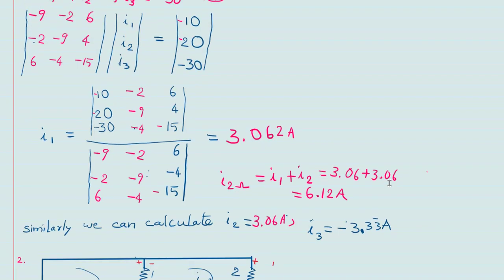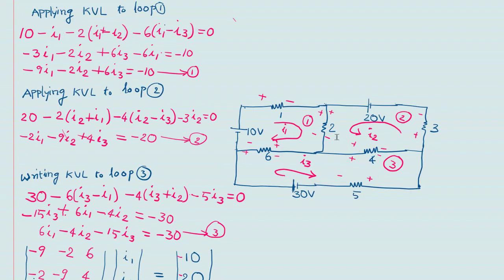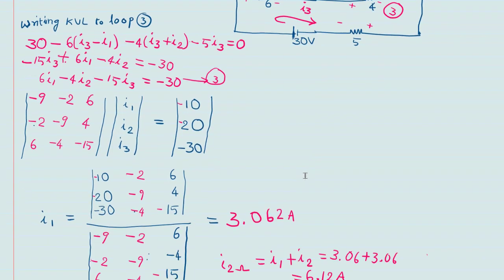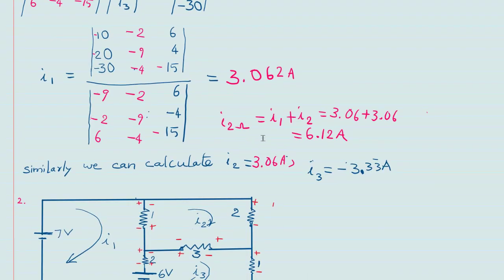So the question here is, what is the 2 ohms current? This is the 2 ohm resistor. What is the current flowing through the 2 ohm resistor? So if you look at this, what are the currents that are flowing? One is I1, the other is I2, and both are flowing in the same direction. So the 2 ohm resistor current, we call that as I1 plus I2. We have calculated what is I1 and what is I2. So that is 3.06 plus 3.06. So once we add both, we get 6.12 amperes.